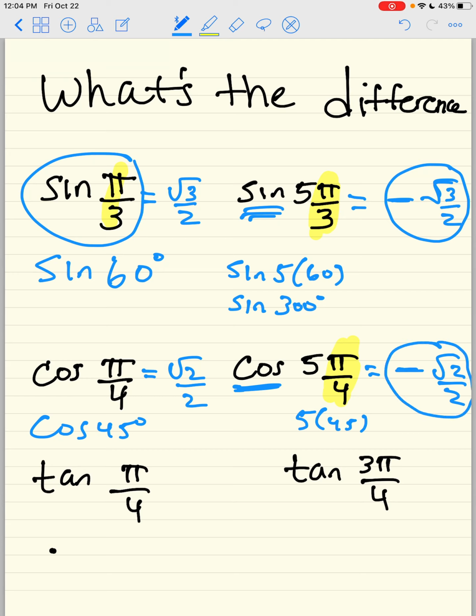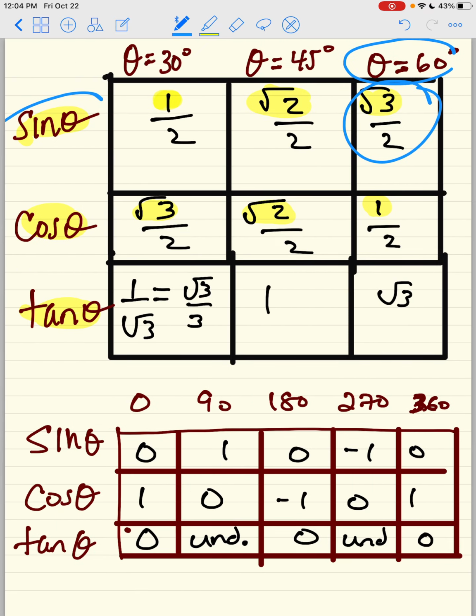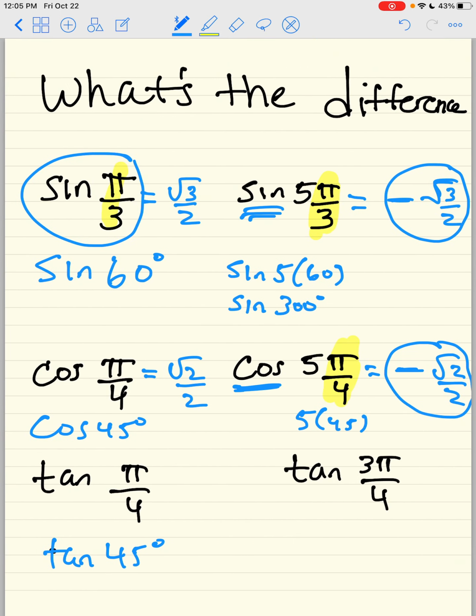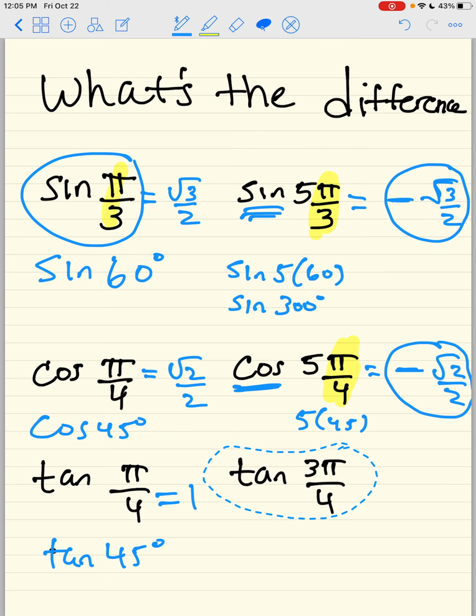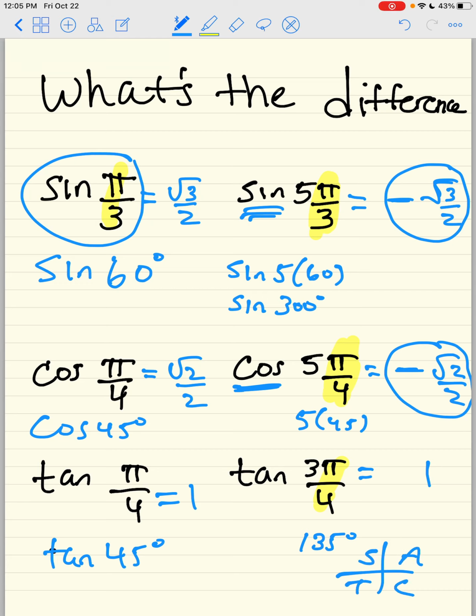Let's try another one. Tan of 45 degrees, that's what pi over 4 is. You just go back to your chart, you go to tan, you go to 45, right? Your answer is 1. So this is 1. So this one is going to be 1. Why is this one 1? Because we extract the reference angle. What's 45 times 3? That's 135 degrees. 135 degrees is in the second quadrant. All Students Take Calculus from the previous video. Only sine is positive. Because this is tangent, my answer is negative 1.